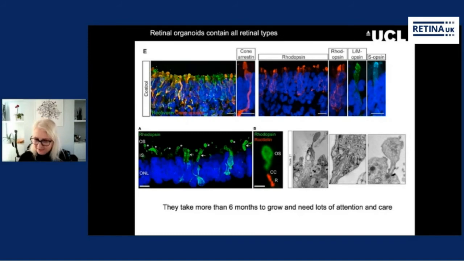Now these, of course, are tricky experiments. It takes you more than 6 months to grow a retinal organoid, a tiny little retinal organoid, and they need lots and lots of attention and care while we're growing them. But we now have a whole group of experts in the lab who can do this pretty routinely. I shouldn't say that, fingers crossed.